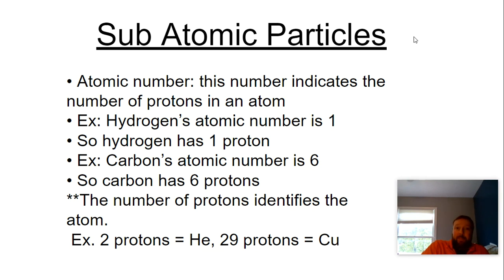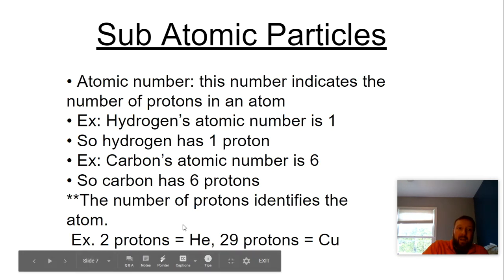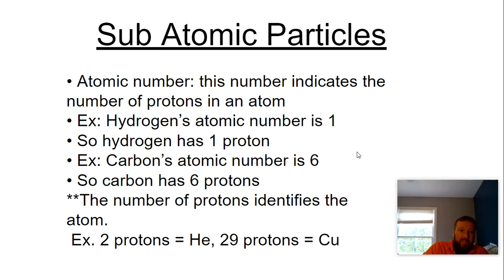So for those subatomic particles, start with a real easy example. The atomic number is the number of protons. So hydrogen has an atomic number 1, must have 1 proton. Carbon's atomic number is 6, so it must have 6 protons. You can go the opposite way and say that the number of protons is also going to equal what the element is. It is the easiest part of finding the subatomic particles.